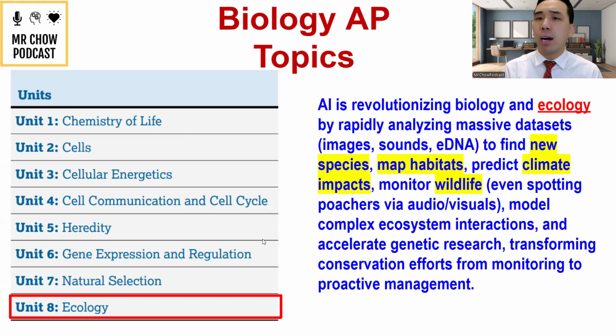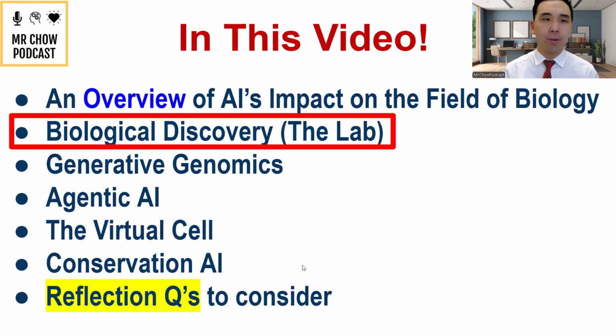AI is revolutionizing biology and ecology by rapidly analyzing massive data sets. We look at new species, we look at map habitats, we look at climate impacts, we look at wildlife, etc.